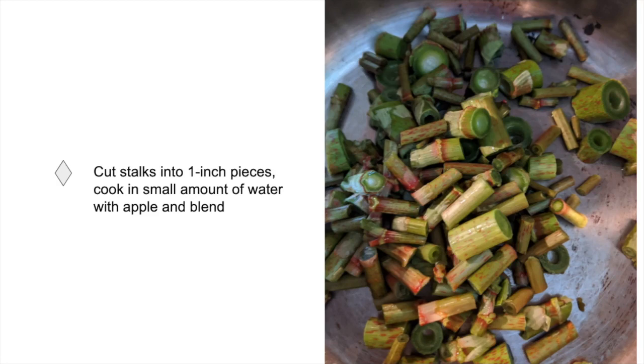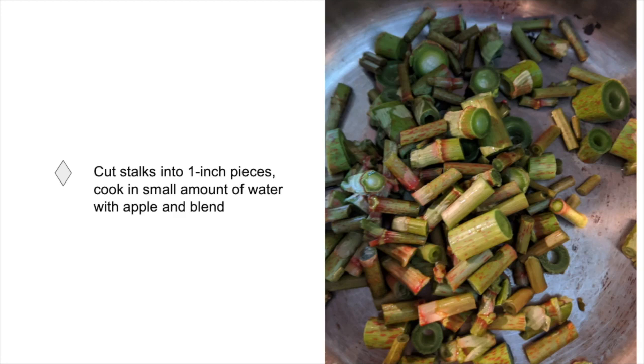And then you're going to cut the stalks into about 1-inch pieces and cook in a small amount of water and add in some apple or pear. That'll give it a sweeter flavor. Now you don't need a whole lot of water because as the knotweed is cooking, it will release the water that is inside of it. And so you really just need a small amount.